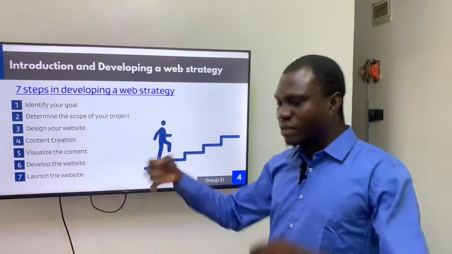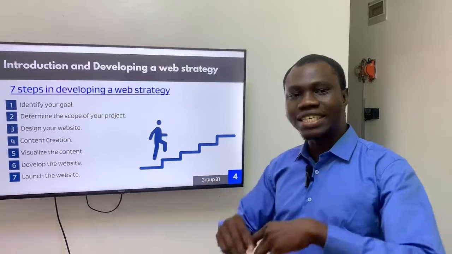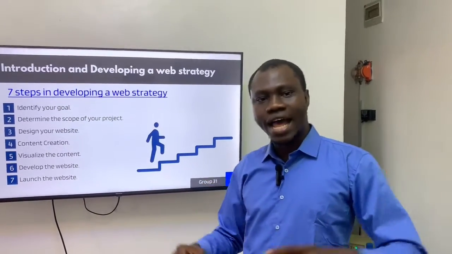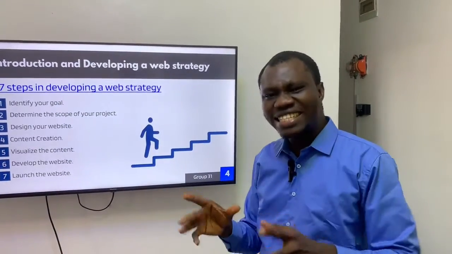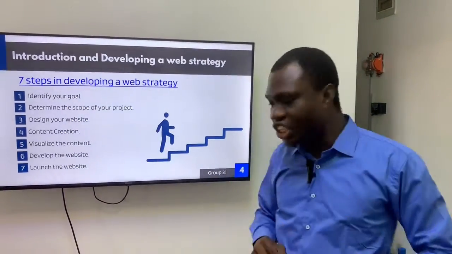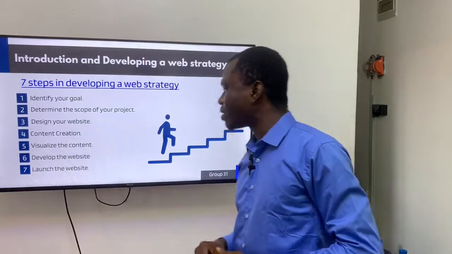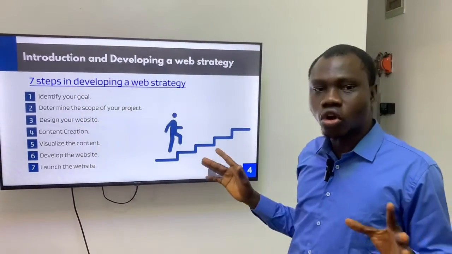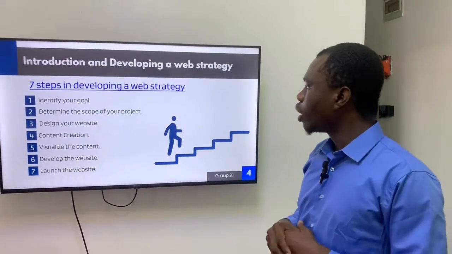We also have to develop the website itself. So now someone has to sit down, bring those content together and try to create something reasonable out of it, which we can now call a website. Then after doing all this, we can now launch the website. So with these 7 steps, you can never go wrong when you want to build a website.